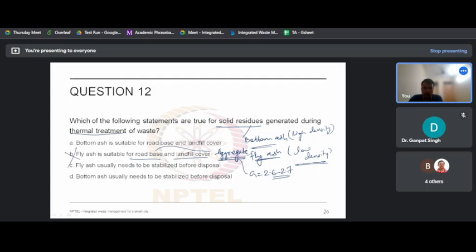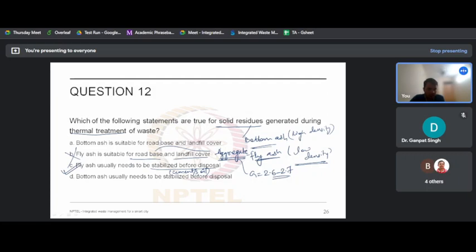Then, fly ash usually needs to be stabilized before disposal. Yes, this is correct. This is because it has a low density, so we cannot directly dispose of it. First, we apply some stabilization. It is mixed with other materials such as cement, soil, and sometimes chemicals for stabilizing it, basically trying to increase its density so that it does not spread out. So C is correct. Then we are left with bottom ash.